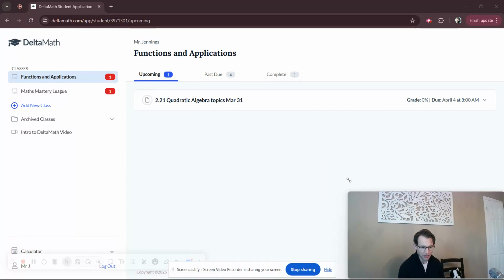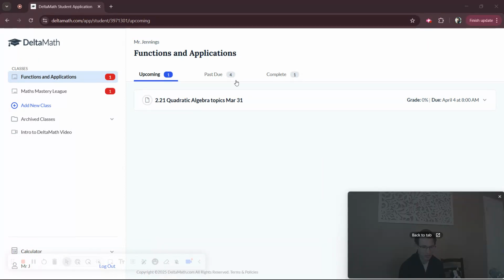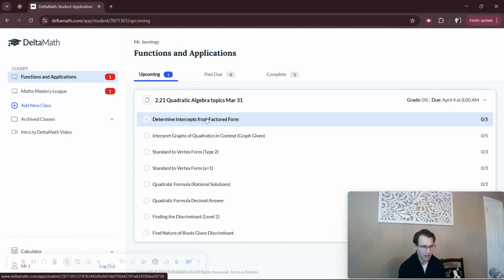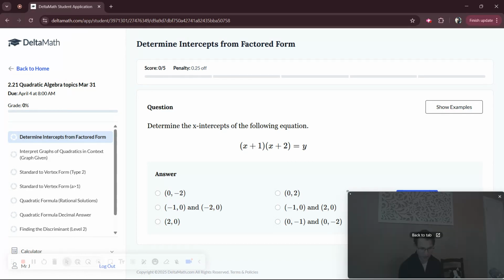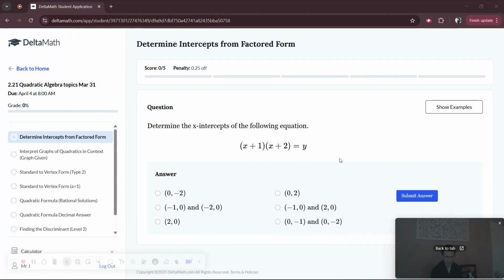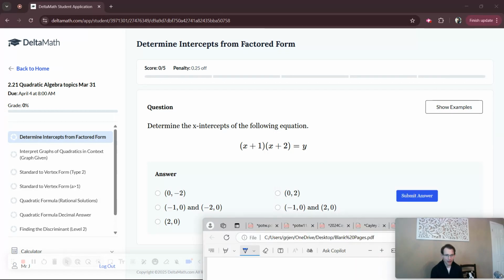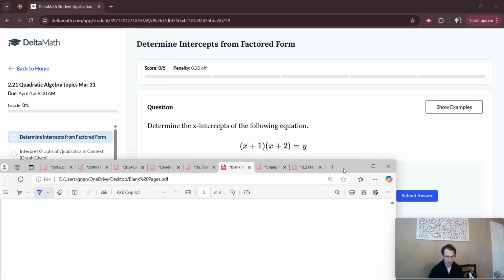We're going to just do some Delta Math. I'm going to share some tips and tricks for all of these topics, and we're going to get them going. All right, so let's determine intercepts from factored form. Here we go. We've been asked for the intercepts. With these ones, I know that they're sign flippers, right?